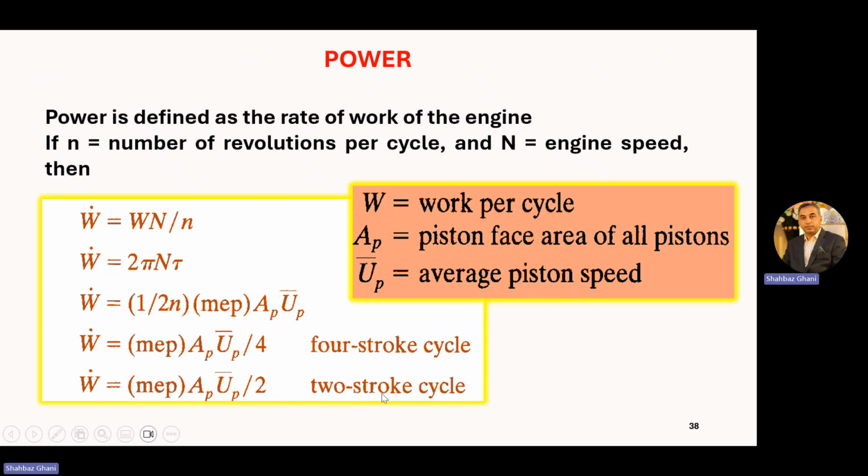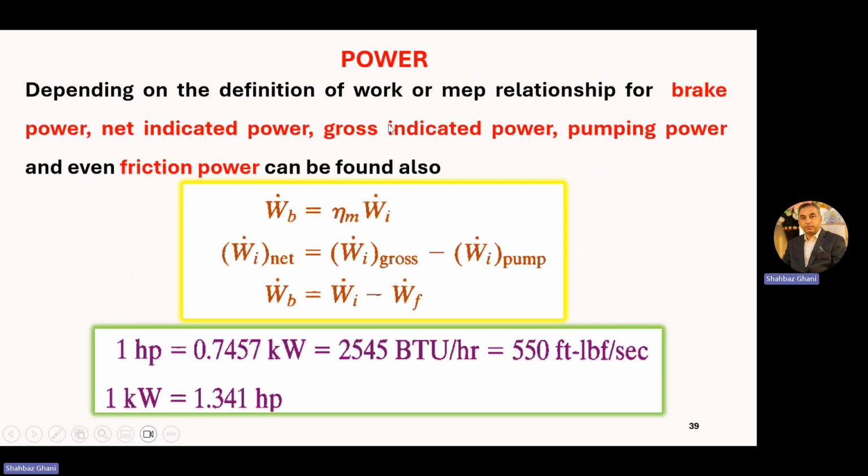If we have a two-stroke engine, then the power is defined as the mean effective pressure into piston face area of all the pistons, average piston speed divided by 2. Depending on the definition of work or mean effective pressure, relationships for brake power, net indicated power, gross indicated power, pumping power, and even friction power can be defined also as follows.